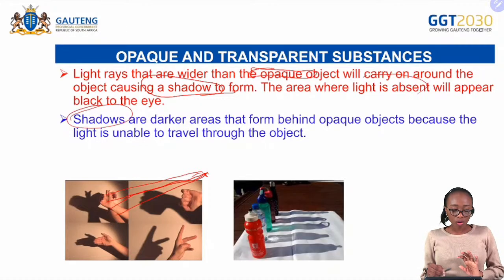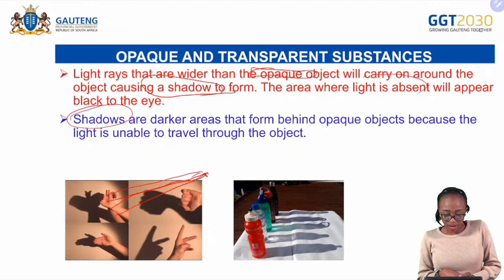Okay, so I've got more bottles here that are casting shadows. They're facing the light source. The light source is coming from the left, from this side here, and the shadow is on the right. Why does it form? It is the darker area that forms behind the object. I'm just going to try and trace out this shadow here.